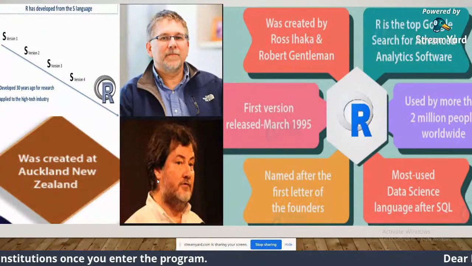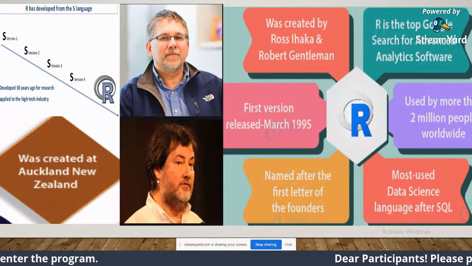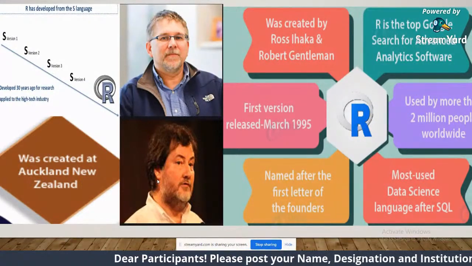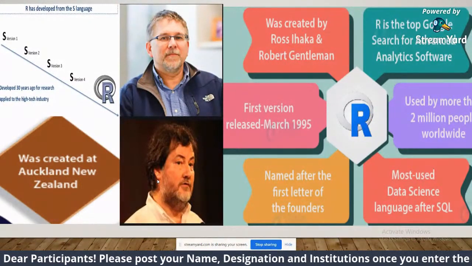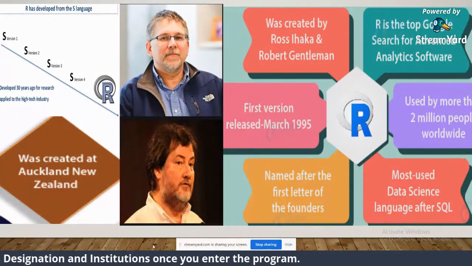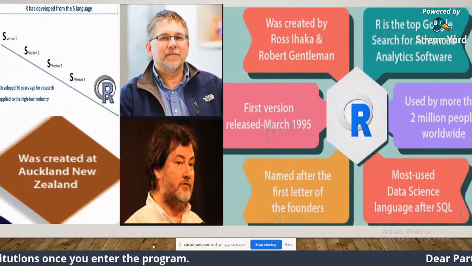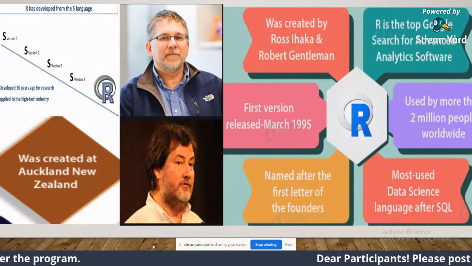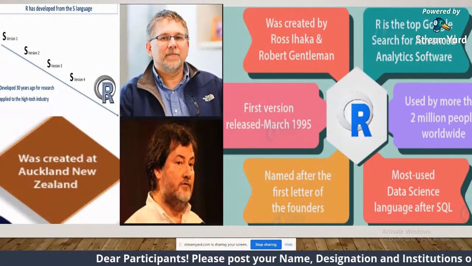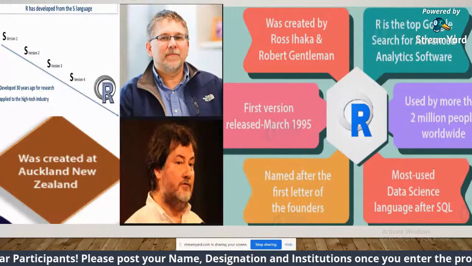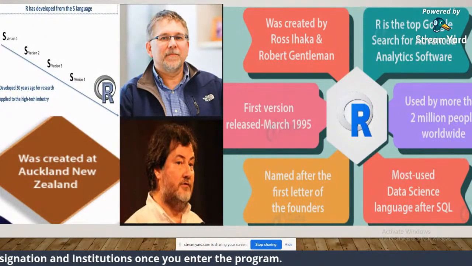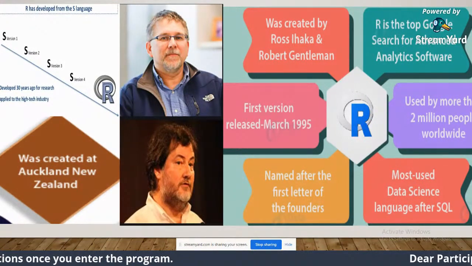Okay, so they took all the inputs from their previous language called S. From S, R was derived, as I just showed on this slide. Thirty years ago they started it for research, and now it is being applied across the high-tech industry. They started applying this data analytical tool, R. It was created at Auckland, New Zealand, where in their lab they started the research and created the R language.